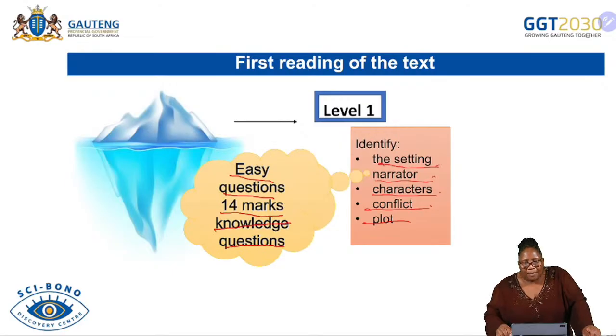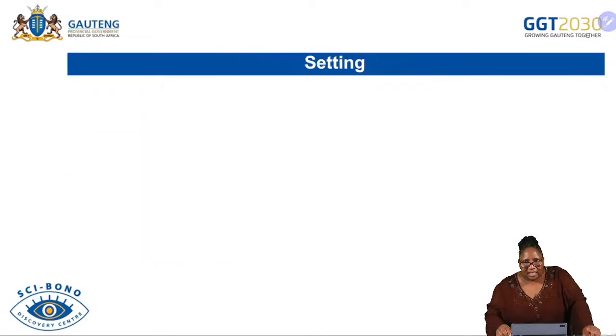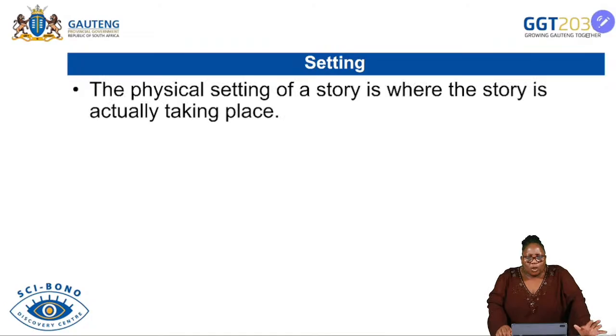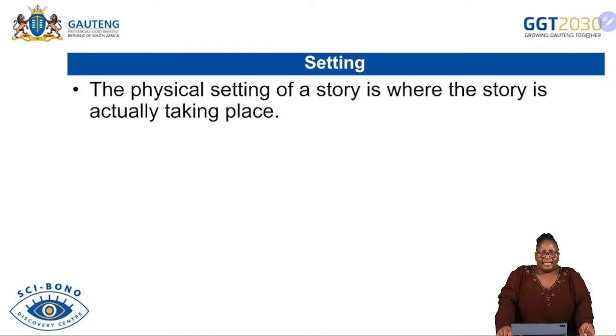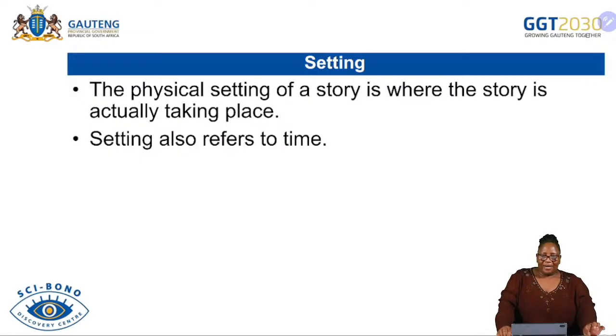I must also remind you, learners, that we read firstly for enjoyment. We read to enjoy a particular story. But we have layers that we have to look at. Let's look at the setting. What is a setting? A setting is the physical setting of a story where the story is actually taking place. And what does it refer to? It refers to time.